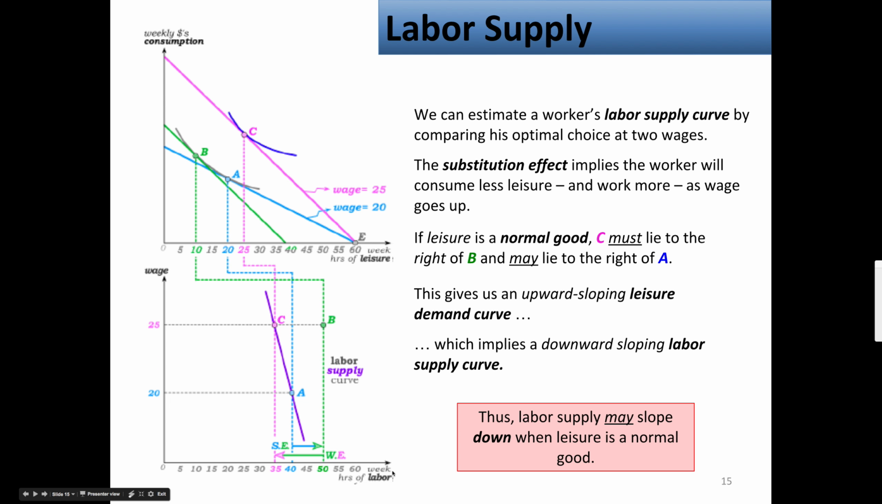See what I've done? I've changed the axis here to hours of labor, no longer is it hours of leisure. And then I have a downward sloping labor supply curve. Okay, so this is really important because it goes against what neoclassical economics always assumes, which is an upward sloping labor supply curve. Basically, it is possible to generate a downward sloping labor supply curve just by having a wealth effect that is so big it pushes C to, when the wage goes up, actually work less. Okay, and so I just want to point that out.